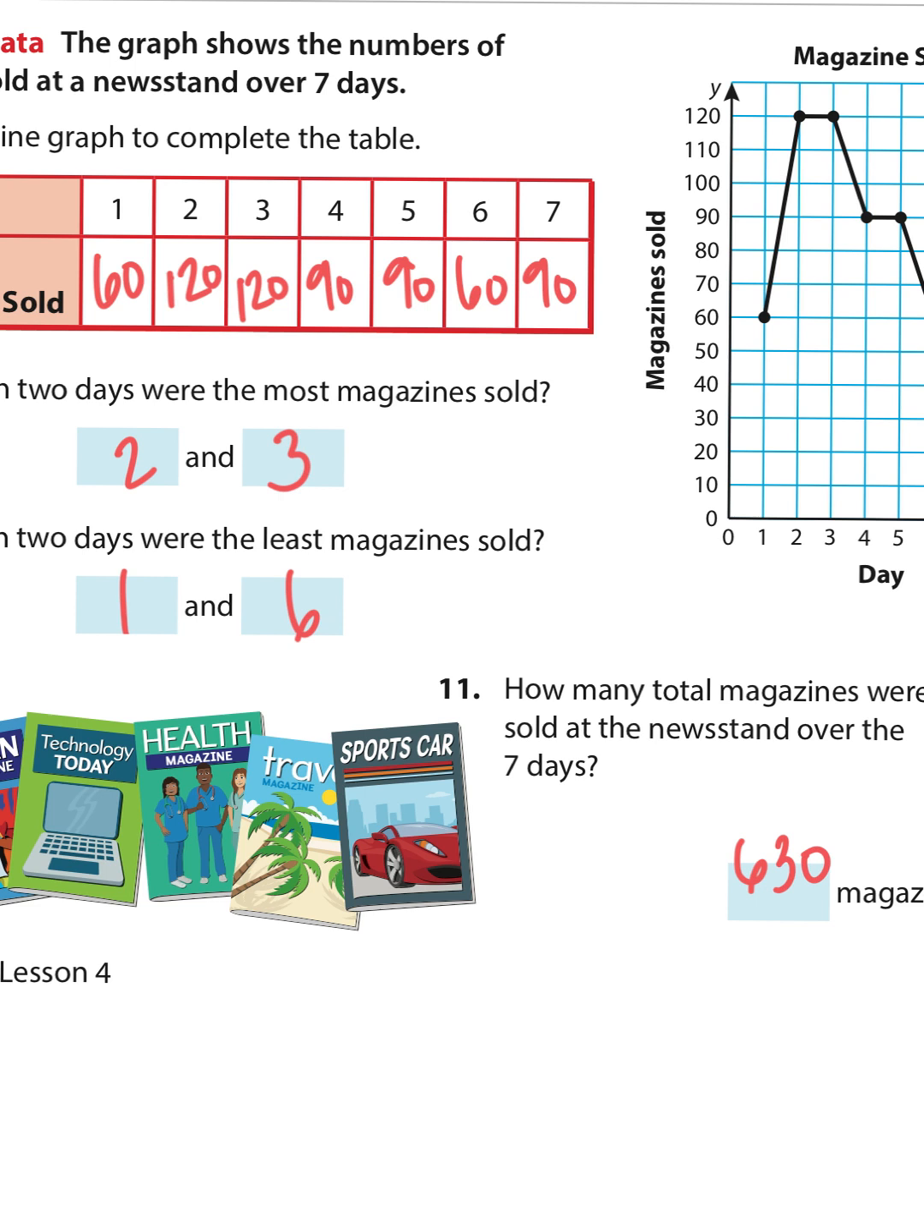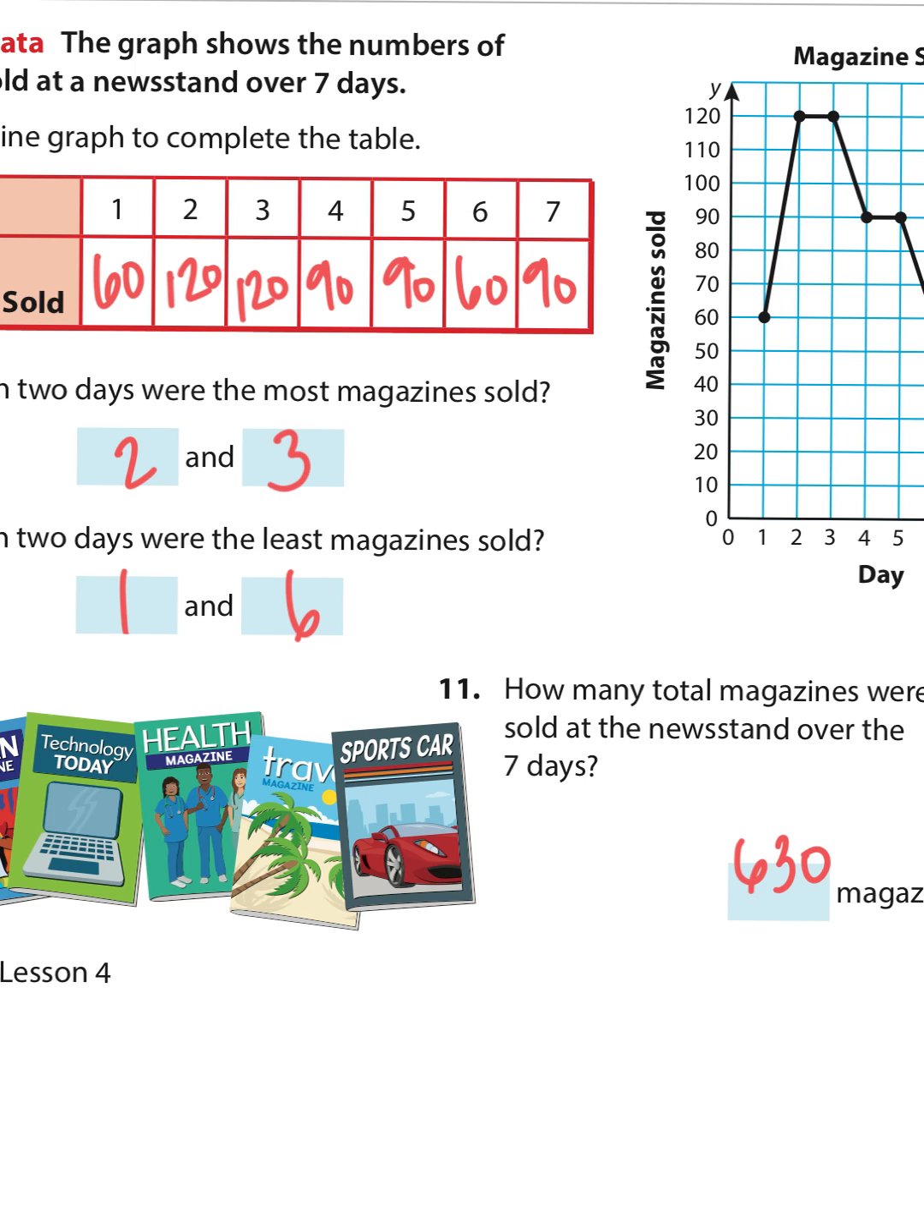So on which 2 days were the most sold? You're looking for the 2 dots that are the highest up for magazines sold. So that's going to be on days 2 and 3. Day 1, they only sold 60. On days 2 and 3, we have the highest data points on our graph. They're way up here at 120. So day 2 and 3 have the highest number of magazines sold.